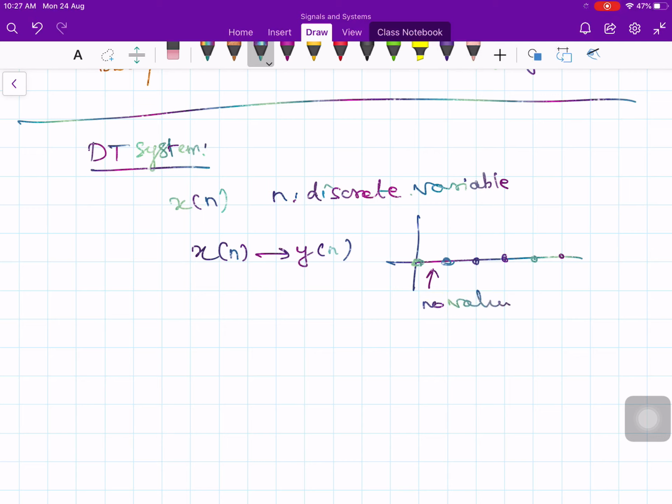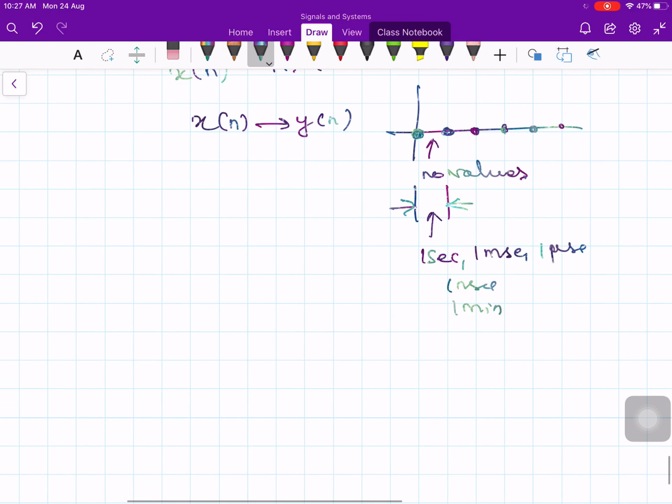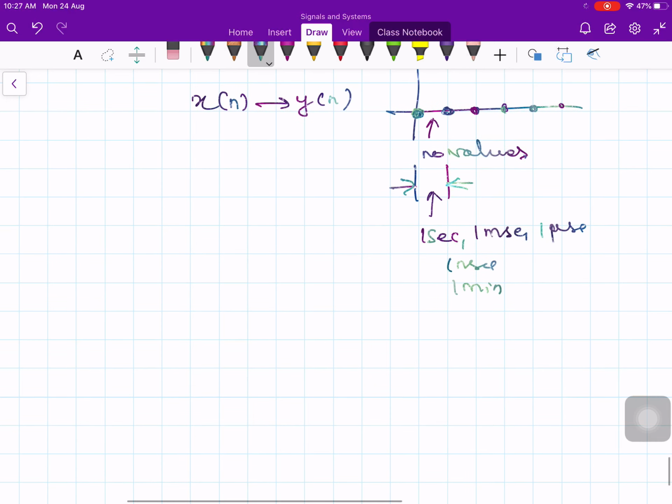Along the time axis, the interval between two points may be any arbitrary value depending upon the system. The interval between one point and the next can be 1 second or 1 millisecond or 1 microsecond or 1 nanosecond or 1 minute or whatever it is. This interval can be anything, but you have the values only at integer points. For integral values of n, you have a sequence of values x of n, and the corresponding values of y of n also occur at discrete values of n.